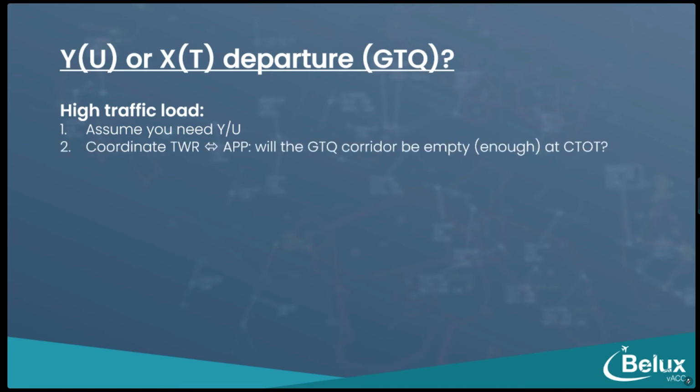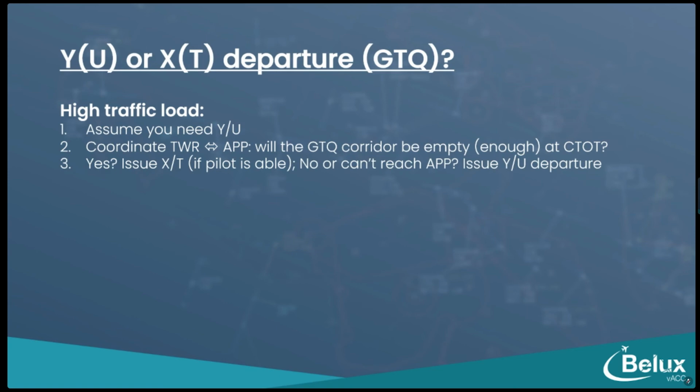Coordinate between tower and approach. Will Groot-Anquin corridor be empty enough at the time you expect the pilot to take off? Yes, you can issue a Tango or an X-ray departure if the pilot is able. No, or you can't reach approach, or you're just all too busy. Play safe, issue a Yankee or a uniform departure. The en route controllers will thank you later.